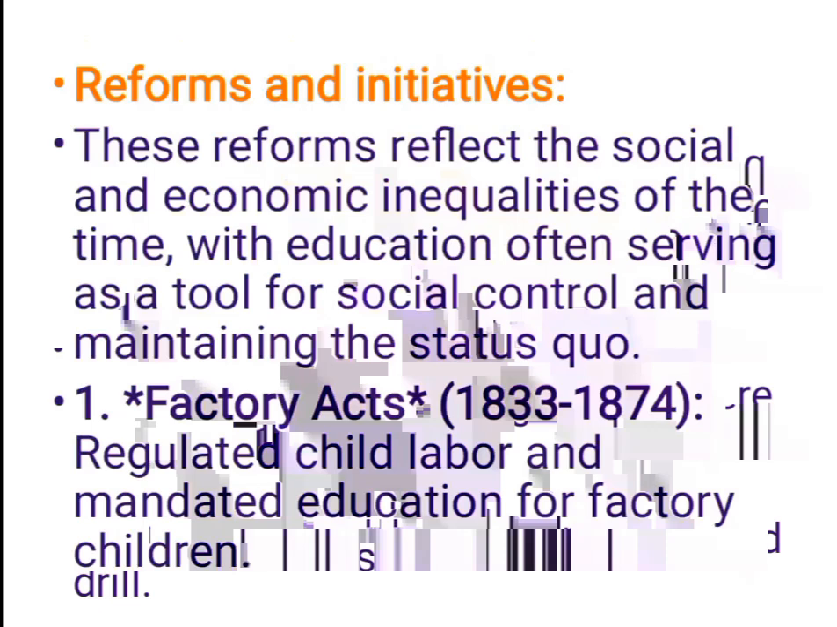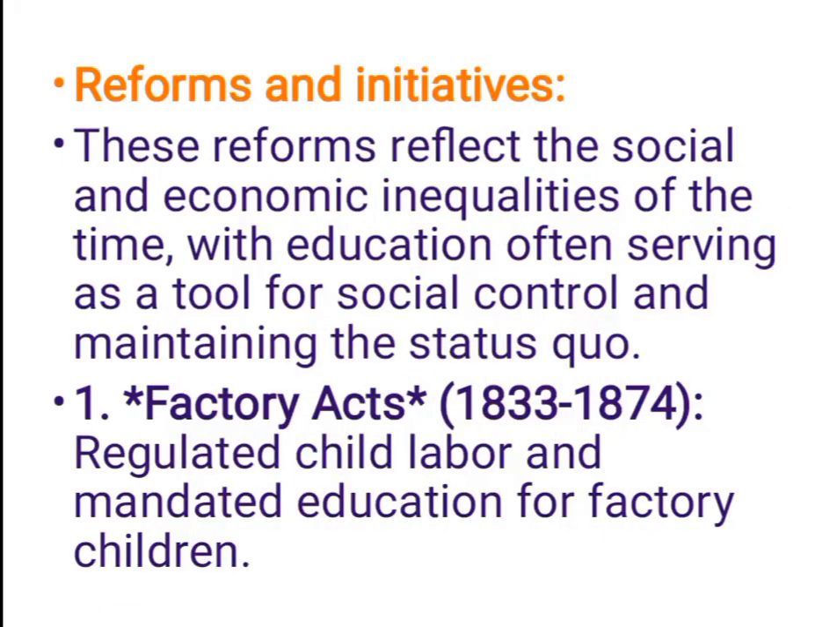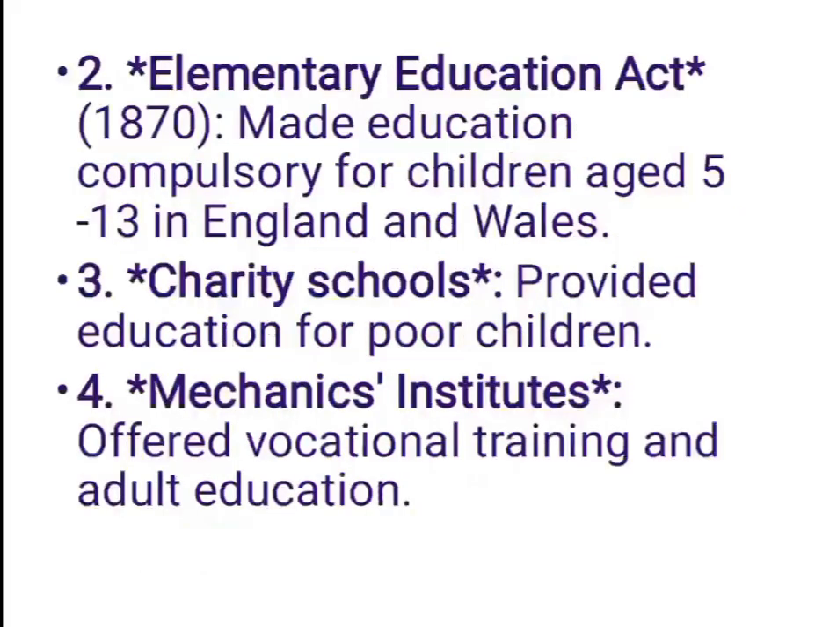The reforms and initiatives that took place reflected the social and economic inequalities of the time, with education often serving as a tool for social control and maintaining the status quo. There was an act produced here, called the Factory Acts, which came in 1833 and to 1874. This act regulated child labor and mandated education for factory children. So it was mandatory that children who were working in factories must be able to acquire education in the factory. So the factories had to provide education for those children that were working.